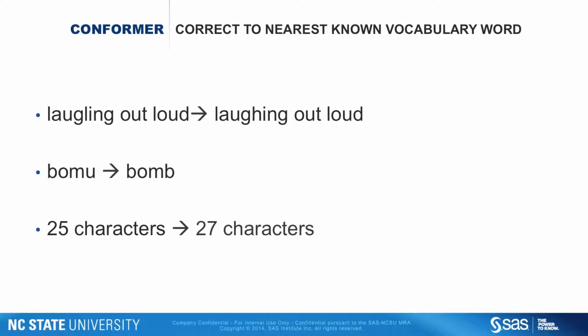So the conformer simply takes the word and uses a Levenshtein distance to pick the nearest known vocabulary word that it selects from the training data's correct answers. So it can correct laggling out loud to laughing out loud and bomu to bomb, etc. And it can also extend things that don't fit in the window.